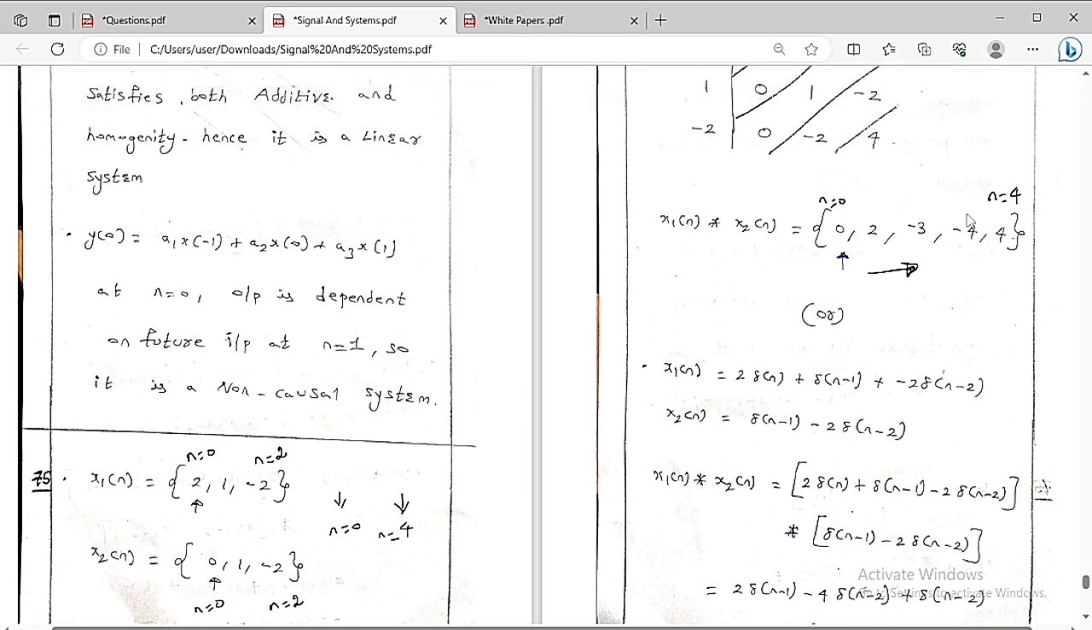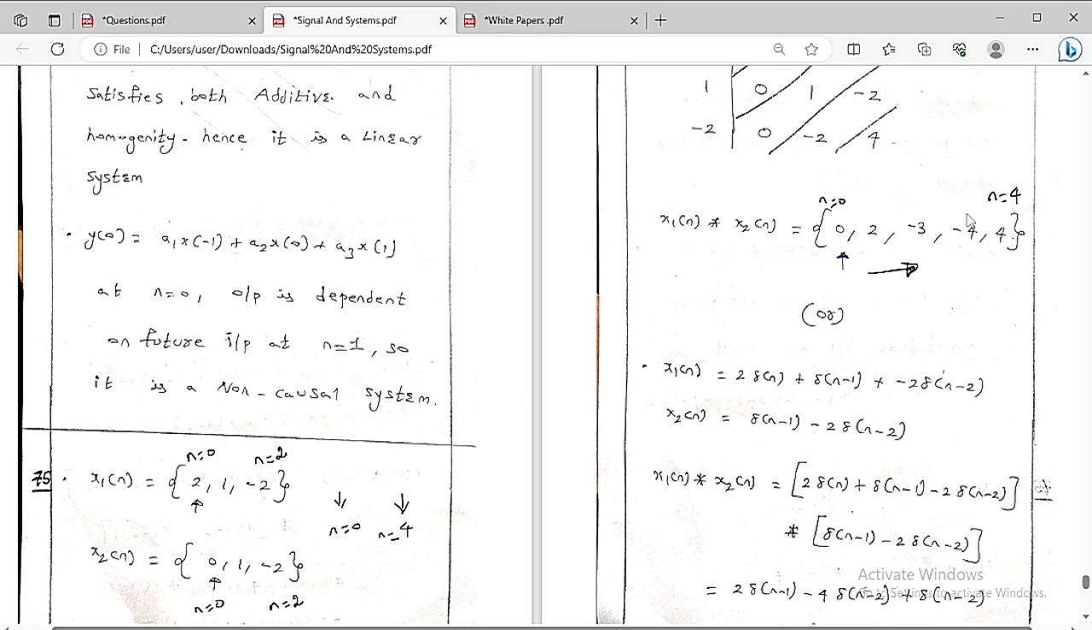So the starting point is nothing but the summation of the individual starting points, and the ending point is nothing but the summation of the individual ending points. So if you are doing a convolution, the starting point is the summation of the individual starting points, only the points but not the values. Similarly, the ending point is the summation of the ending points. And also I already told you one important point.